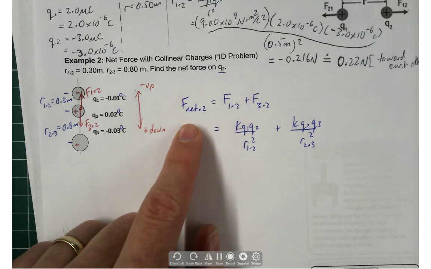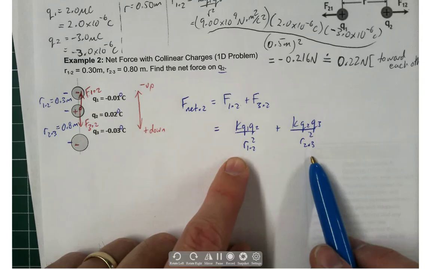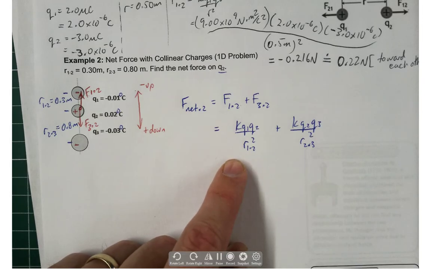So force of 1 on 2 plus force of 2 on 3. And then expanding out what force of 1 on 2 and force of 3 on 2 would have to be in terms of Coulomb's law, that law of attraction between point charges. Now comes the reference frame.